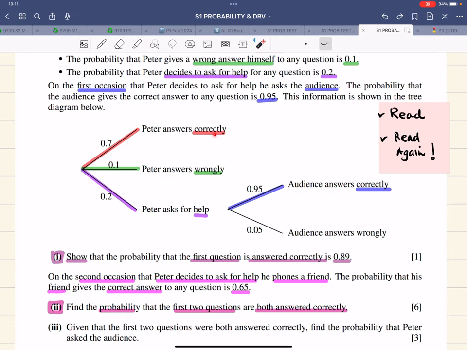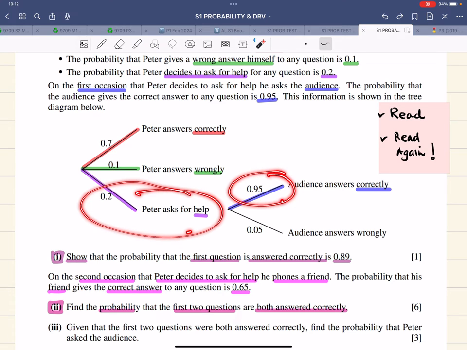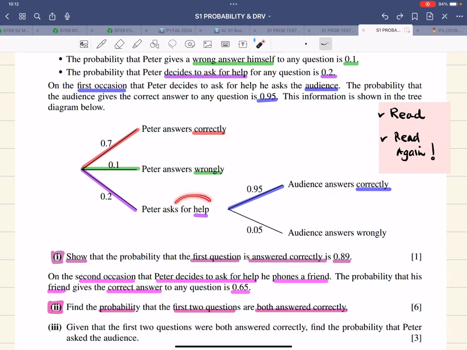What if the first answer is answered correctly and then he asks for help and the audience helps him, and that is also a scenario. What about he asks for help in the first question, audience answers it correctly, and then Peter answers himself? What if he asks for help twice? First help is from the audience. That's right over here. Second occasion, Peter decides to ask for help. He phones a friend and that friend answers it correctly.